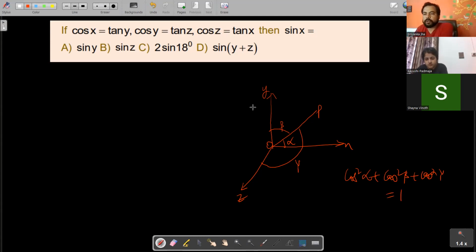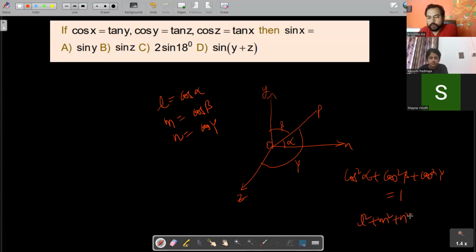I have taught this while teaching direction ratios and direction cosines. There is a term like L, which is cos alpha. L is known as the direction cosine, and alpha, beta, gamma are known as direction angles. M is cos beta, N is cos gamma. And this value comes out to be 1. So you want me to prove this fact?